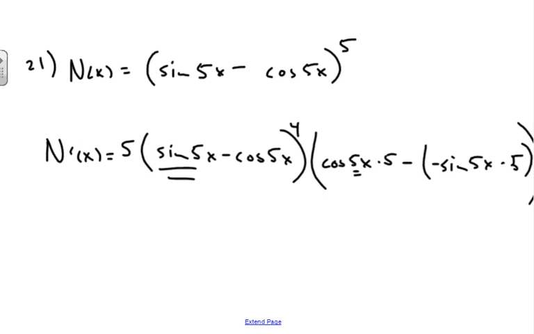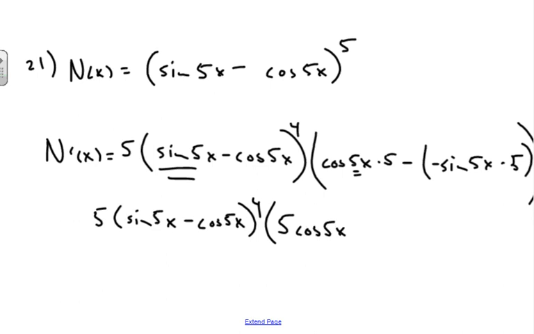And what we have right here, we can simplify. 5 sine of 5x minus cosine of 5x to the fourth. Put the 5 in front there. Cosine of 5x, positive 5 sine of 5x. And there we have it.